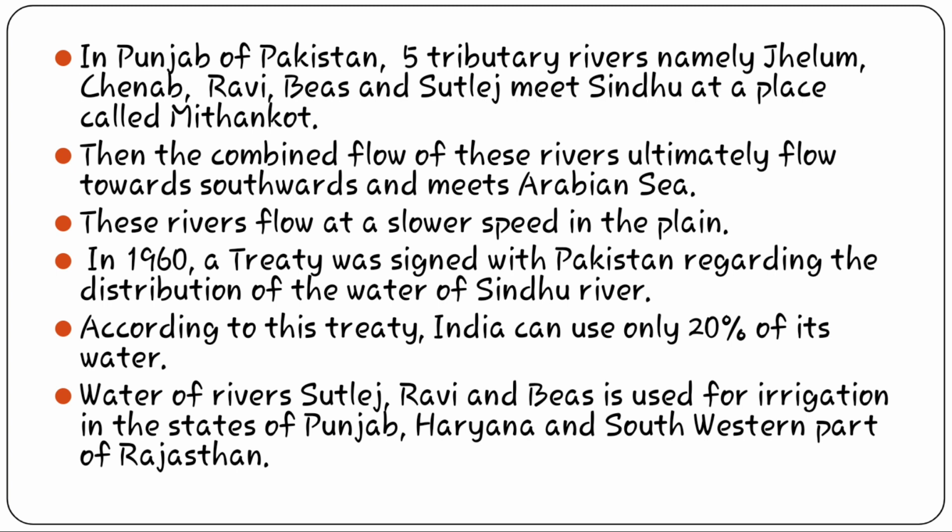In 1960, a treaty was signed with Pakistan regarding the distribution of water of the Sindhu river. According to that, we Indians can use only 20% of the water. Water of rivers Satluj, Ravi and Beas is used for irrigation in the states of Punjab, Haryana and the southwestern part of Rajasthan.